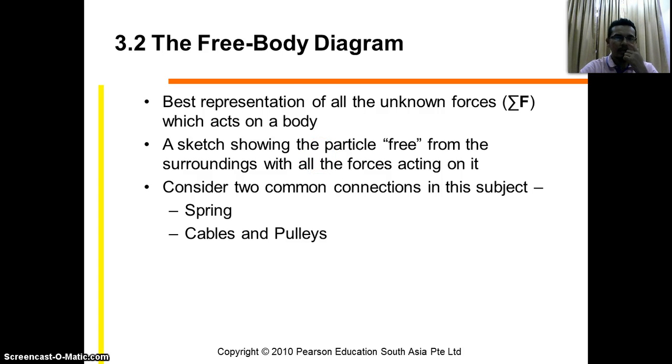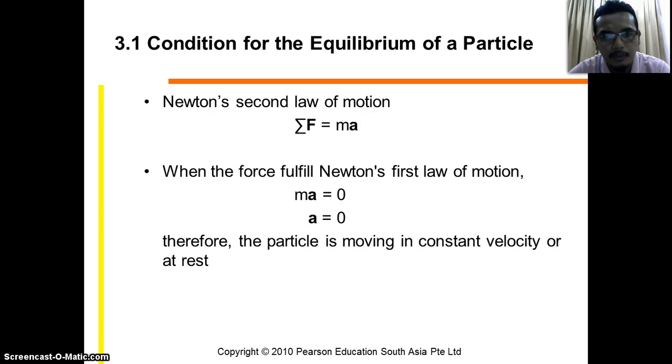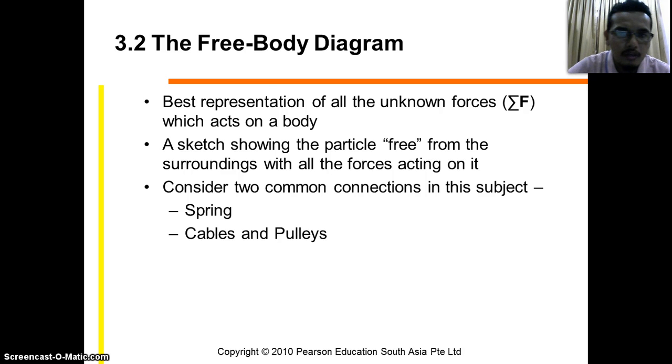Okay, so now after we determine the particle is in equilibrium, how do we draw it? We need to draw the free body diagram. Basically, the free body diagram is where we represent all the unknown forces or any forces that act on the body, and we sketch the particle free from its surroundings with all the forces acting on it, meaning that the object is in equilibrium. Here we have two common situations for these equilibrium particles. First one is springs and cables pulling.